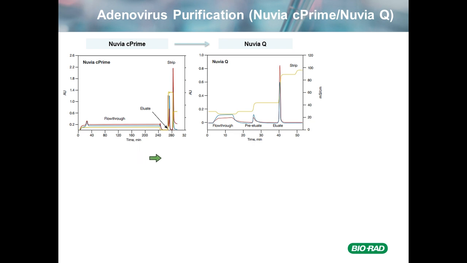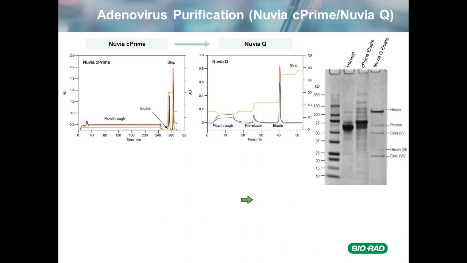I want to point out a couple of things. The first is that you get a nice sharp elution peak off of Nuvia Q. You also get a sharp peak off of Nuvia C prime, but if you look closely, you can see that this is actually a double peak. Now, at the time, we weren't looking to determine whether or not this double peak was due to, for example, empty versus filled capsids, but that's certainly a possibility. And those of you working in this field know that empty capsids constitute a major impurity often in final products.